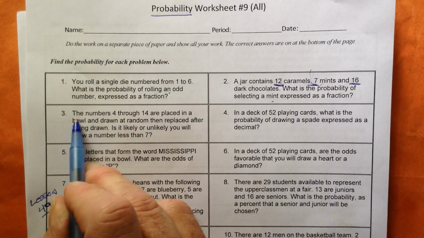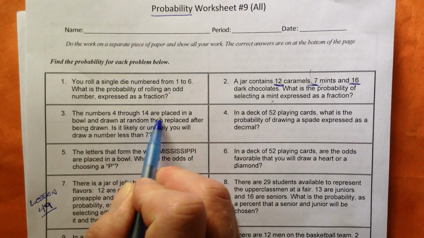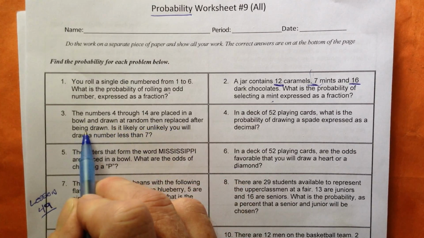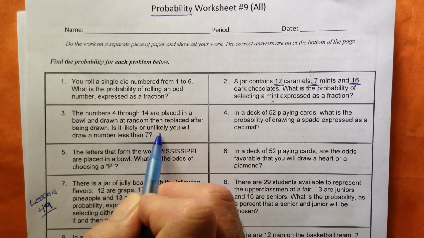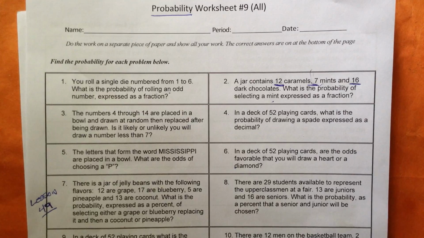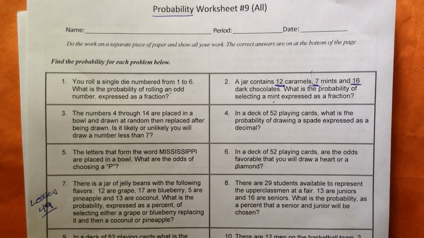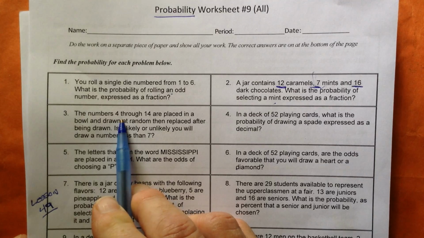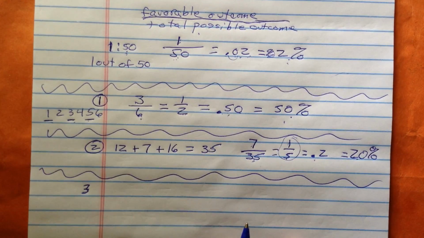But here, the numbers 4 through 14 are placed in a bowl and drawn at random, then replaced after being drawn. Is it likely or unlikely you will draw a number less than 7? Okay, so I've got number 4. Is it likely or unlikely you will draw a number less than 7? So let's see here. We've got numbers 4 through 14 in the bowl.